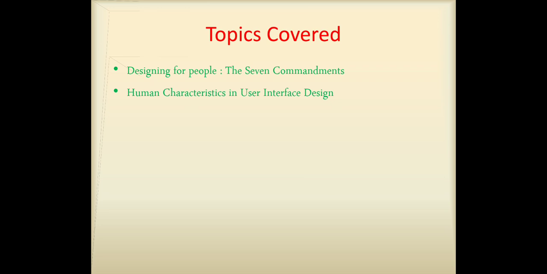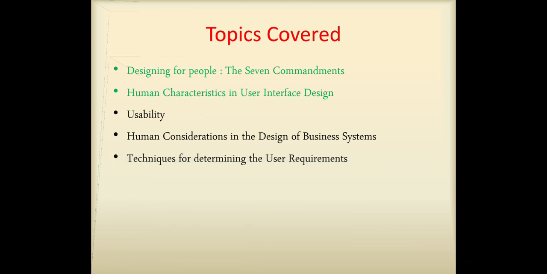In the previous video, we have already discussed the 7 commandments in designing an interface for people, and we have also seen the human characteristics in user interface design. So in this video, we shall be discussing usability and the human considerations in the design of business systems, followed by the techniques for determining the user requirements and the problems that we encounter in collecting these requirements.